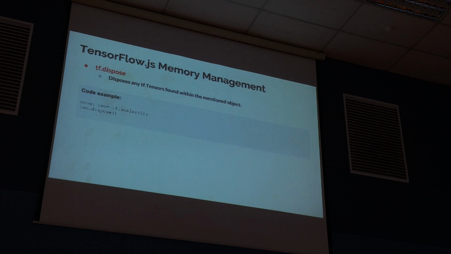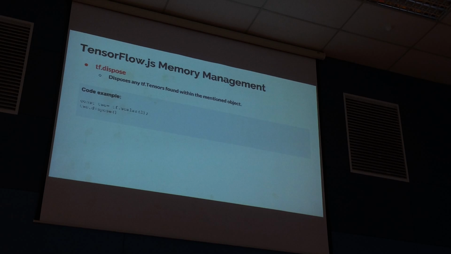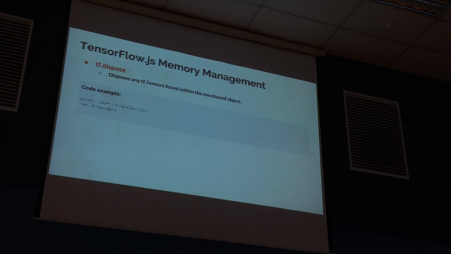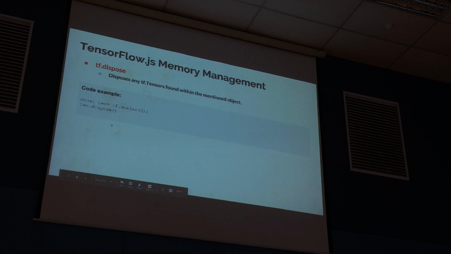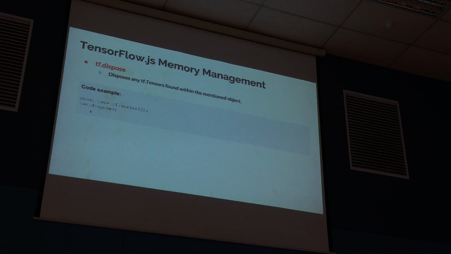There's another way you can do it, using tf.dispose. Here you explicitly dispose of the tensors found in your main object. For example, you assign a scalar tensor here, then you can say, I want to dispose of it. So you can clear it from the memory.